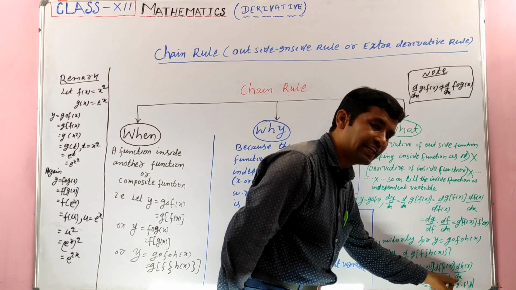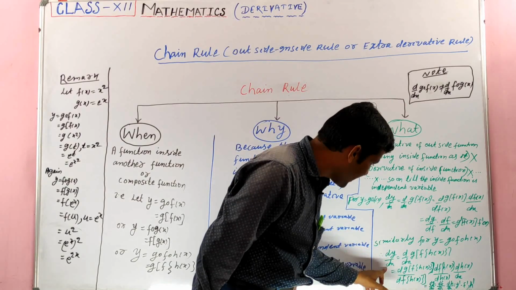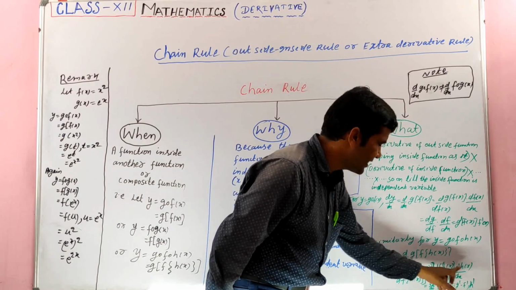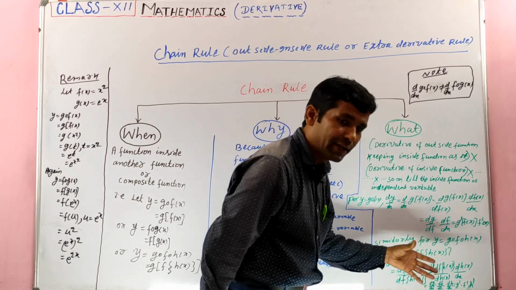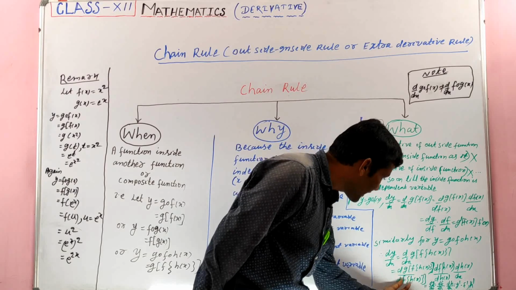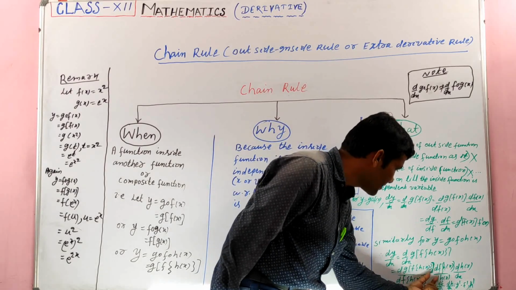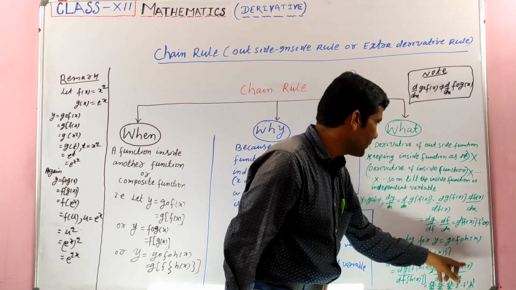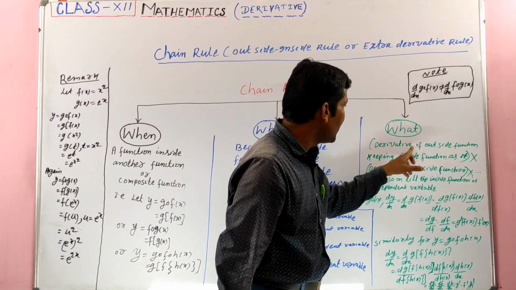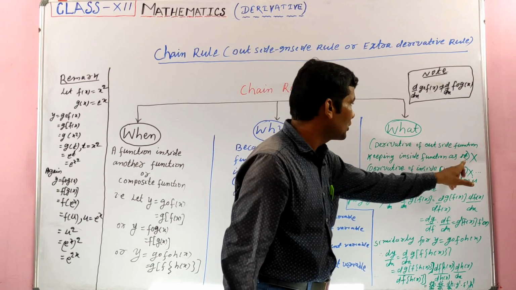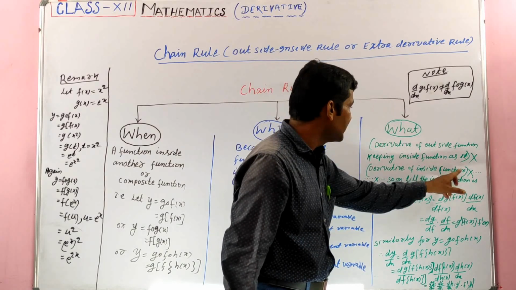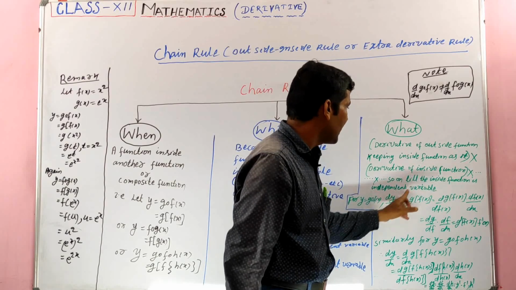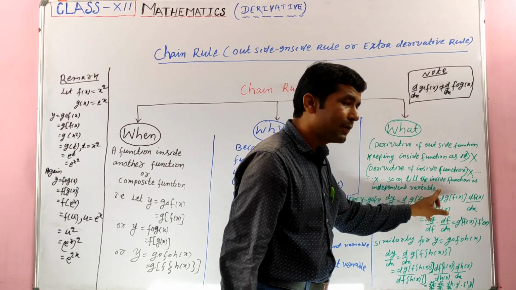In the last it is dx. So here in dy by dx, this dx is kept at the end, and in between the inside functions are multiplied and divided till we get the independent variable. Here it is written: derivative of outside function keeping inside function as it is, into derivative of inside function, and so on till the inside function is the independent variable.